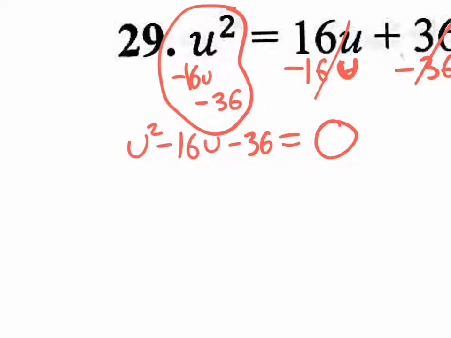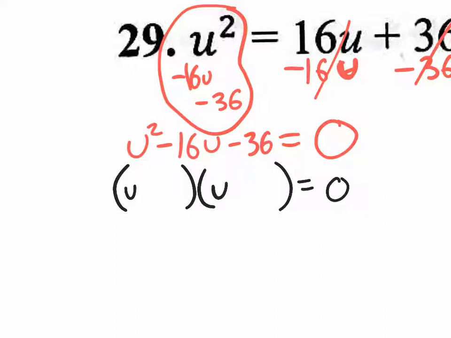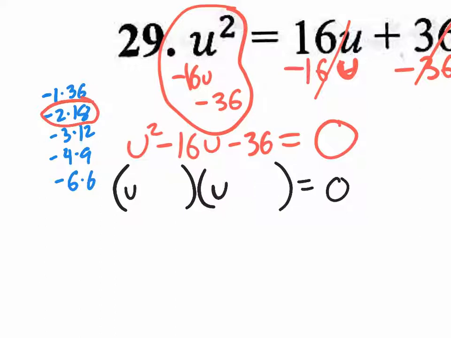So now that we have that standard form quadratic trinomial, I could do my shortcut, put a u right there and a u right there, and we think what times what is negative 36, that if we combine together is negative 16. And if you don't see it right off the bat, make a list like negative 1 times 36, negative 2 times 18, negative 3 times 12, negative 4 times 9, negative 6 times 6. Which pair of numbers gives you a negative 16? 2 and 18. That gives you a positive 16. So you want to change those signs. Make that a positive 2 and make that a negative 18.